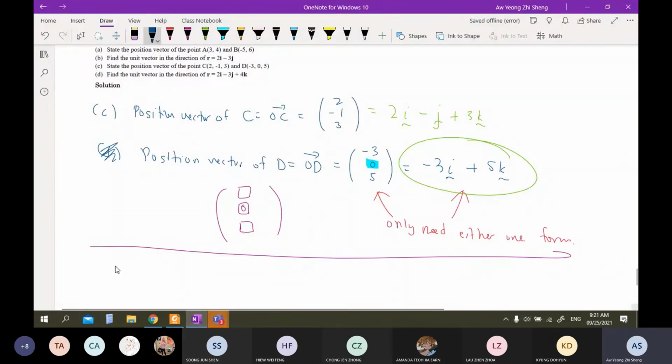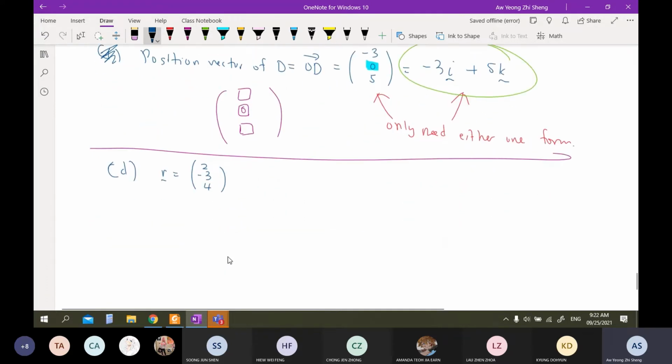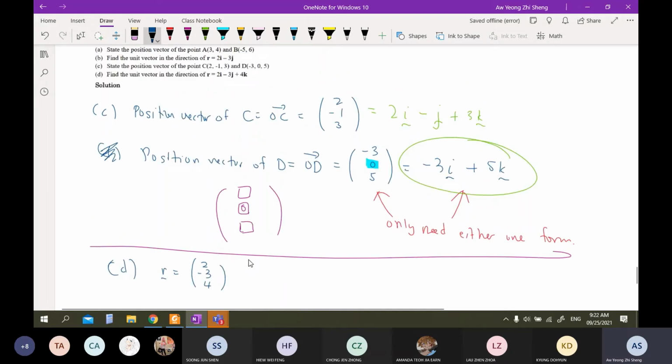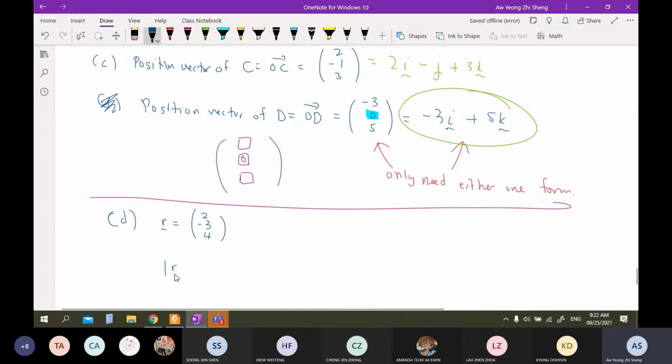Then for part D, unit vector in the direction of 2i minus 3j plus 4k. Okay, so your r here is given as (2, -3, 4). At this time, I choose to do it separately, finding the length first. It's actually your choice whether you want to find r hat straight away or find the length separately first. It's your preference.